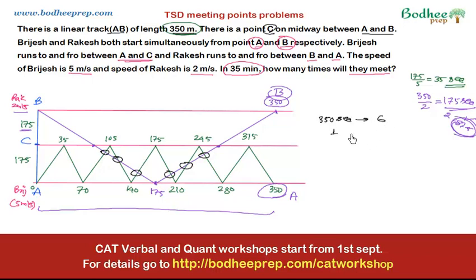So in 1 second, they meet 6 by 350 times, but we need to find it for 35 minutes. So 35 minutes, if I want to convert into seconds, I have to multiply it with 60. So it would be 6 into 35 into 60 divided by 350. So I think this would cancel out, so we are left with 36. So that means in 35 minutes, the number of meeting points would be 36.